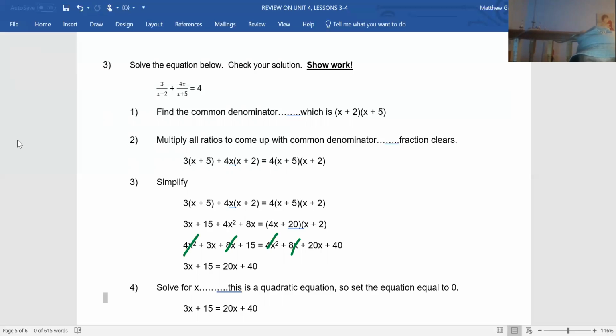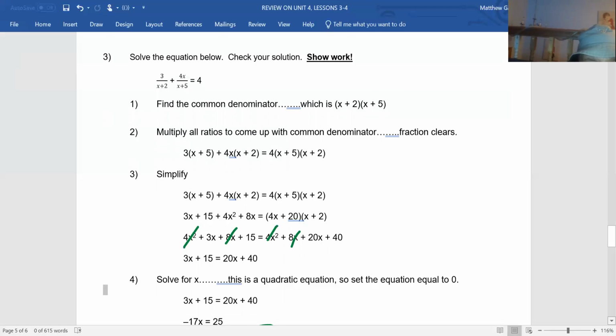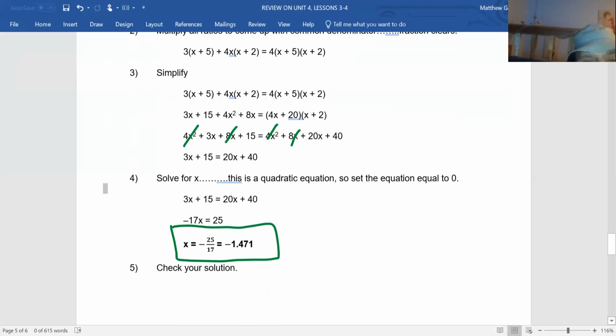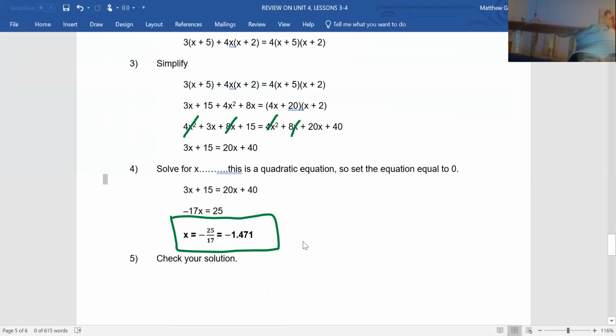So 3x plus 15 equals 20x plus 40. Put the variable on one side, put the constants on the other side, and we get negative 25 over 17, which is negative 1.471.